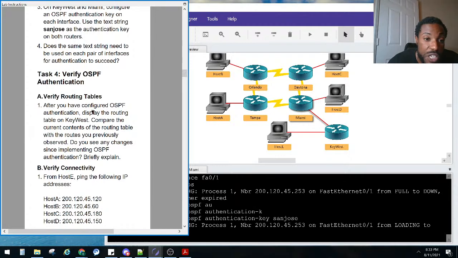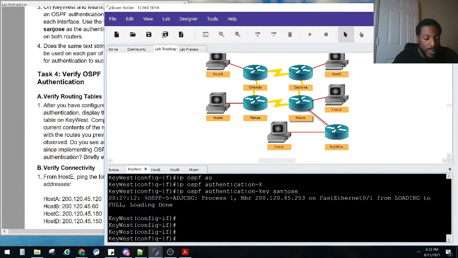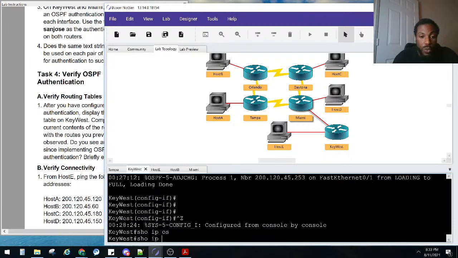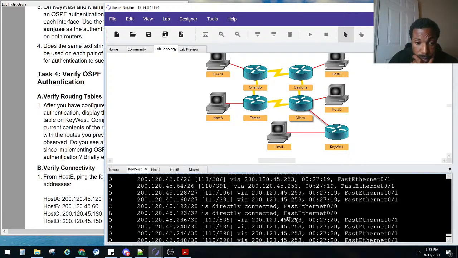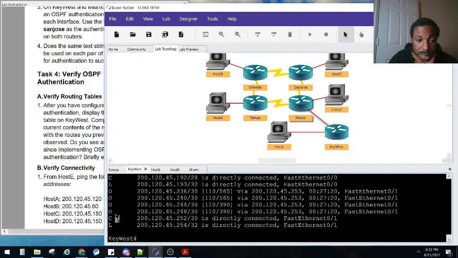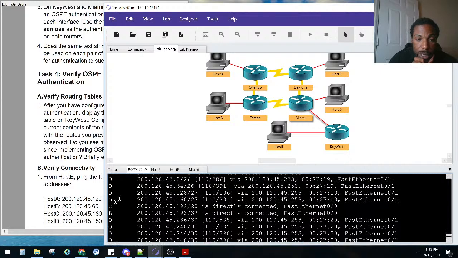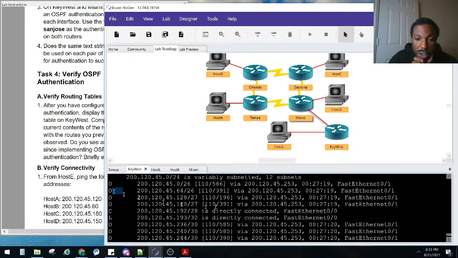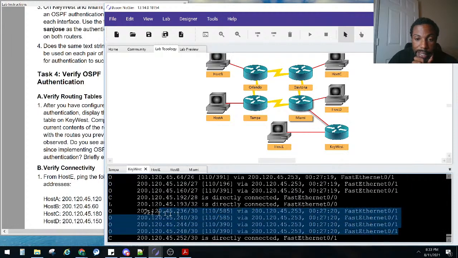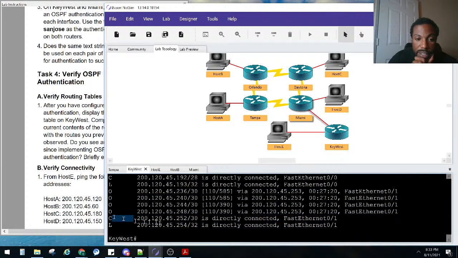So verify the routing tables. After you have configured OSPF authentication, display the routing table on Key West. So we'll go to Key West and do a show IP route, and we'll see the same 8 OSPF routes plus the 2 connected and 2 local networks, right? Here's the OSPF routes, here's the other set of OSPF routes right there at the bottom. And then the connected and local routes. So really the same. If we were to tear it down or have 2 different keywords there, then we wouldn't be able to see those routes. Well, Miami will be able to see some of these routes, but Miami won't be able to see these routes back here because he's not a neighbor with Key West, who was advertising those routes, right?